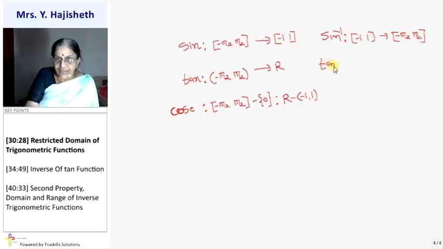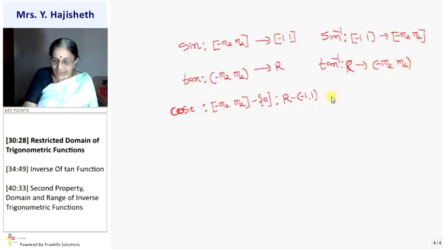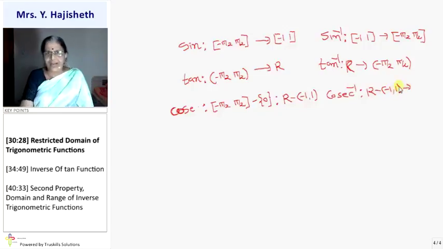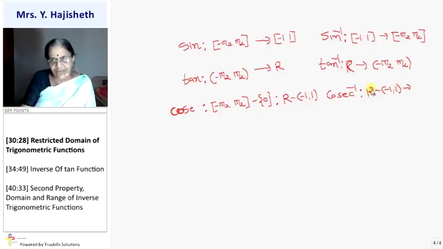Tan inverse is a function from R to open interval minus pi by 2 to pi by 2. And cosec inverse is a function from R minus open interval minus 1 to 1 to, you know about domain and range of all 6 trigonometric functions. You have learned in your 11th science.